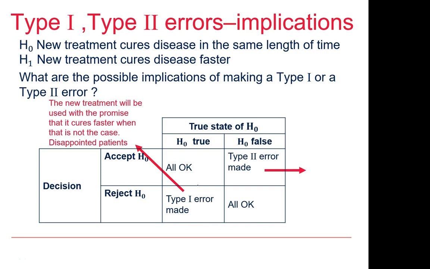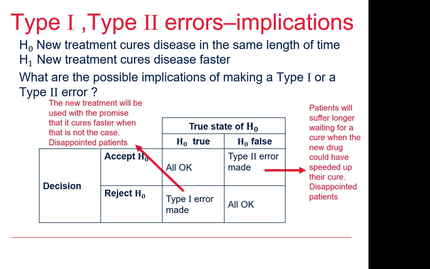If we make a type 2 error, it means that actually the null hypothesis is false. So actually the new treatment's better, but we didn't pick up on that from our sample. Therefore, patients are going to be stuck with the current treatment and they'll have to suffer for longer waiting for this disease to clear up when the new drug could have helped speed that process up. So again there you've got disappointed patients.